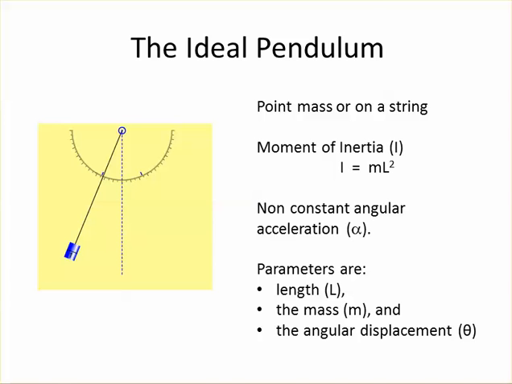The pendulum is going to experience non-constant angular acceleration. The angular velocity will change at various times at different rates. The parameters we have to work with in this system are the length of the string, the mass itself, and the position at any particular time.